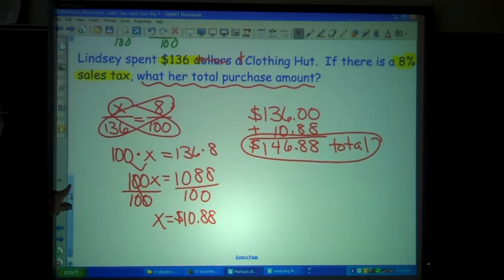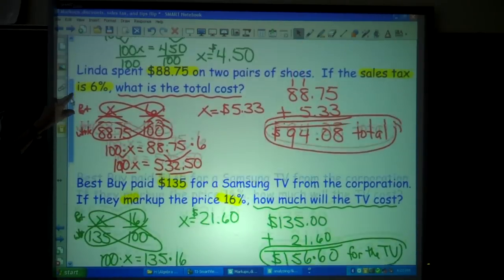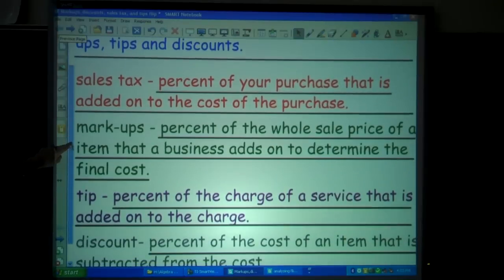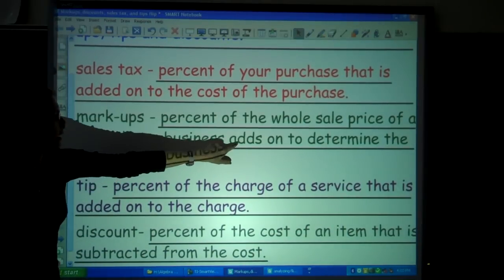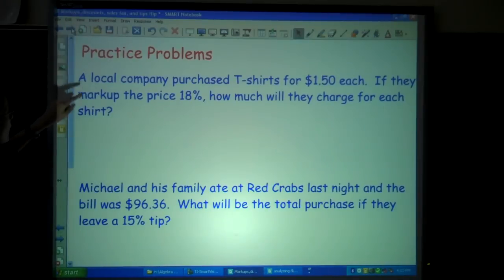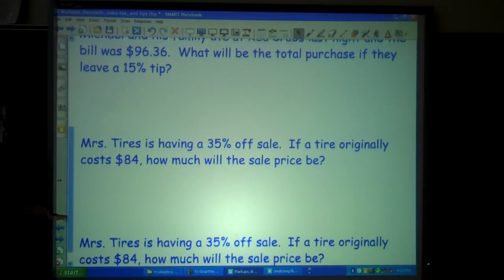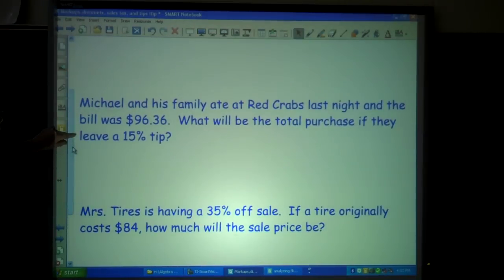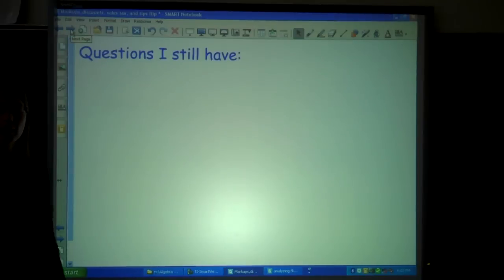So just remember that if it's a sales tax, you need to add that on. If it's a markup, we add that on. If it's a tip, we add that on. And if it's a discount, we subtract that. So what I would like you to do is you have 1, 2, 3, 4 practice problems of your own. If you need to, go back, look at the tape. And if you have any questions, write them down and we'll talk about them in class tomorrow.